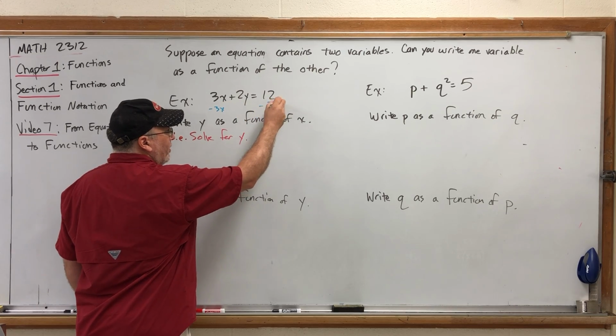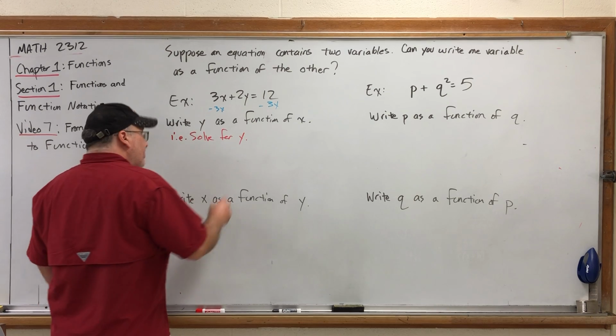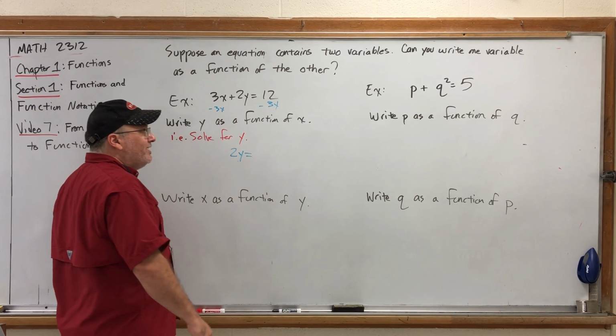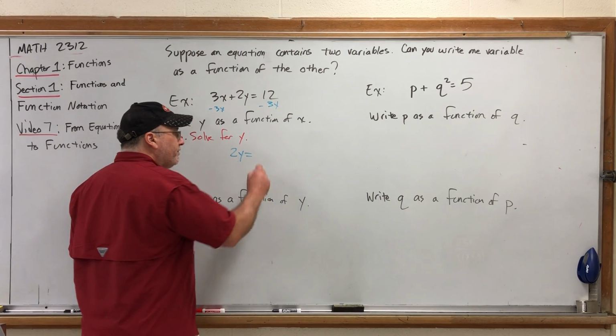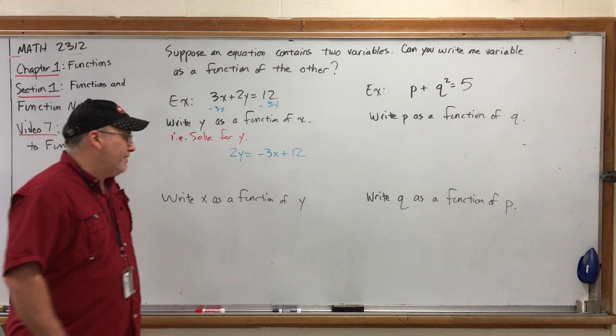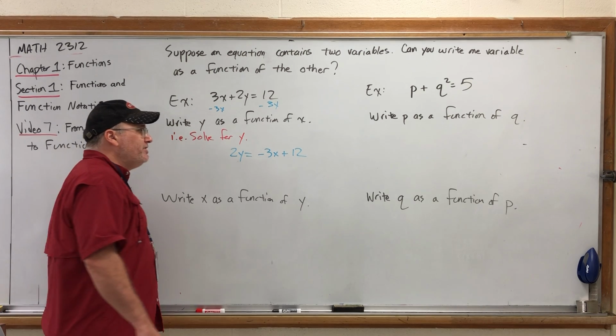If I wanted to solve this for y, the first thing I could do is subtract 3x from both sides. Now be careful. When I write 12 minus 3x, I can't do a thing with it. They're not like terms. The 3x's on the left would cancel, leaving 2y equals, I can write either 12 minus 3x or negative 3x plus 12. I'm going to write it as negative 3x plus 12 just because I like my equations of lines in slope-intercept form, something we'll talk about more in detail later.